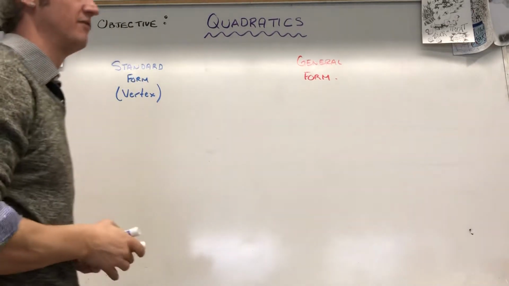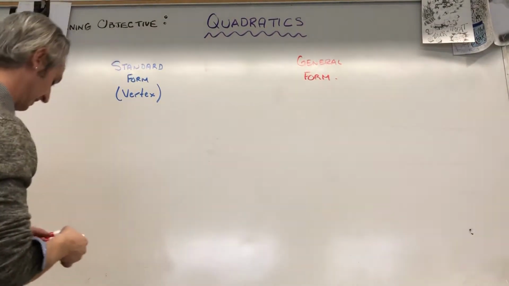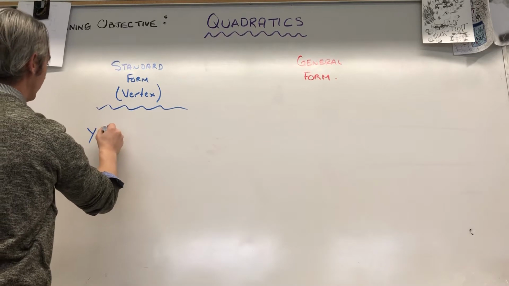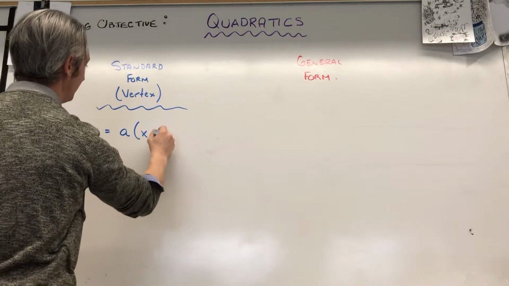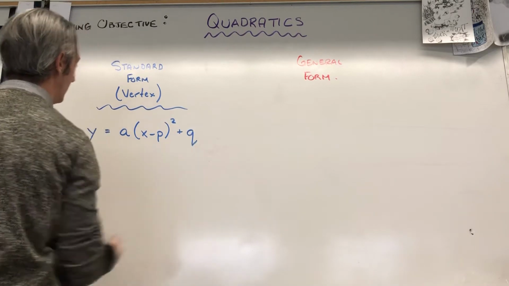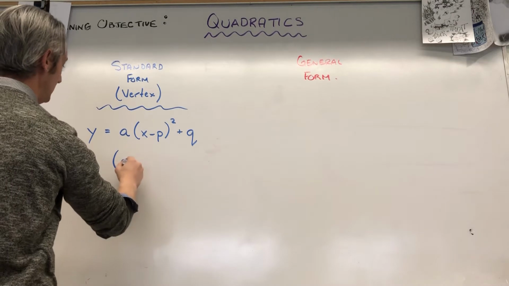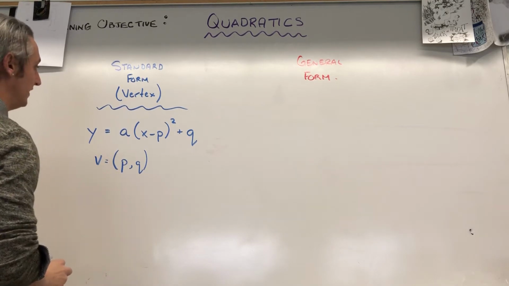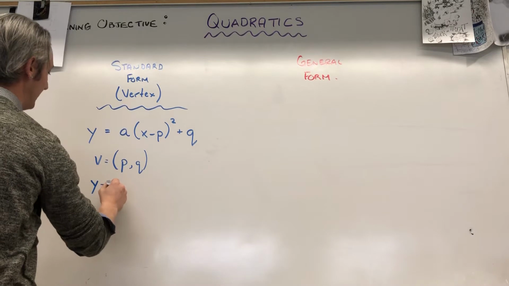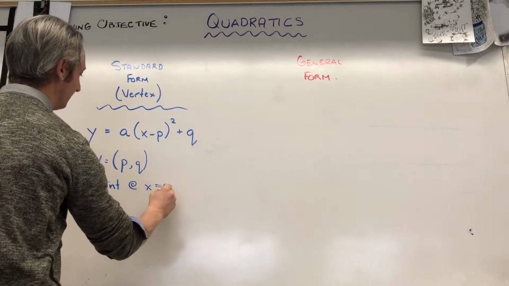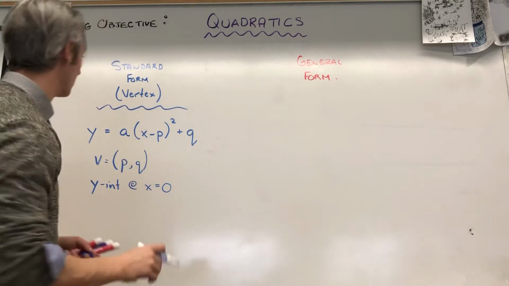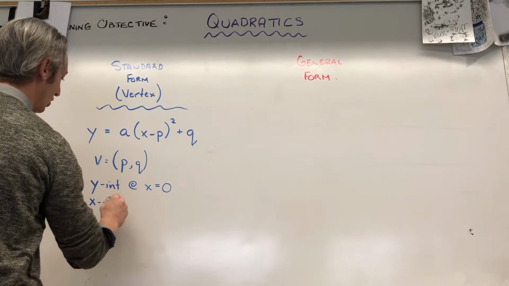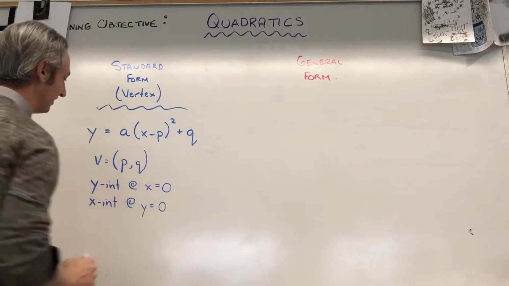Okay, and we've kind of discussed everything we need to know about how to interpret the different equations. Just as a reminder, the equation for a quadratic in standard form is y equals a(x minus p) squared plus q, where the vertex is at (p, q). We can figure out our y-intercept, which happens at x equals 0. So we can plug in 0 for x and figure out the corresponding value for y. The x-intercept, which happens at y equals 0, we have to solve for.